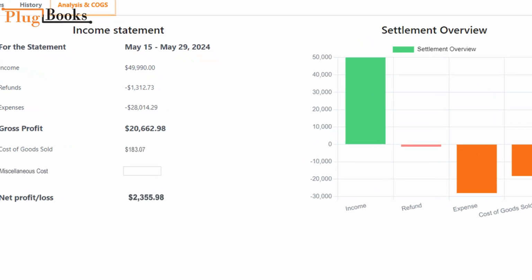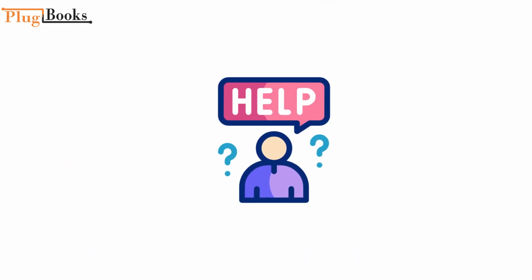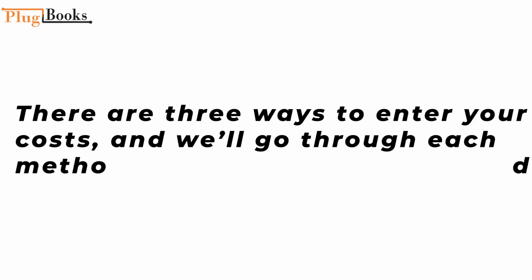In this video, you'll learn how to add the cost of goods sold to your products in PlugBooks. This helps you understand the actual profit you're making by automatically calculating costs for each payout. There are 3 ways to enter your costs, and we'll go through each method step by step.